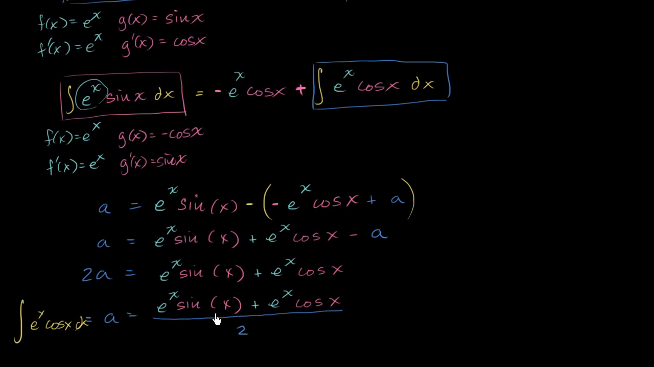It has a kind of a beauty to it. It has an e to the x. It's got sine of x plus cosine of x. You're taking somehow the average of these two things. It seems kind of just like a neat thing.